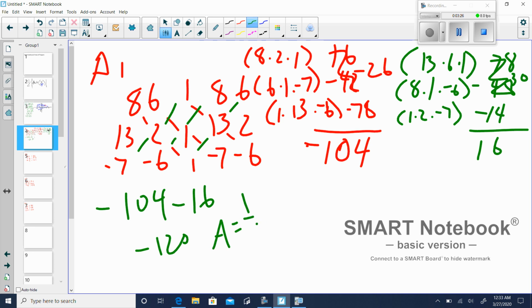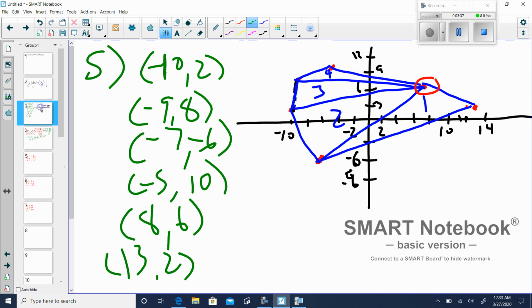So our area is 1/2 times the absolute value of our determinant. So we have 120 over 2, or 60. Now we need 4 of these. Keep in mind, right? We need 4 of these things.